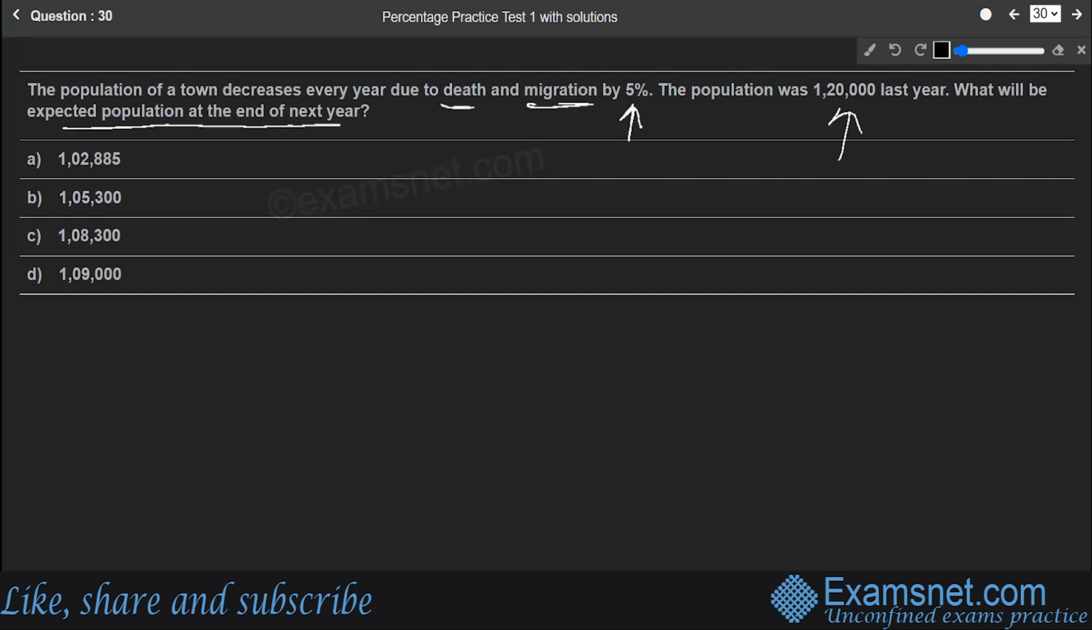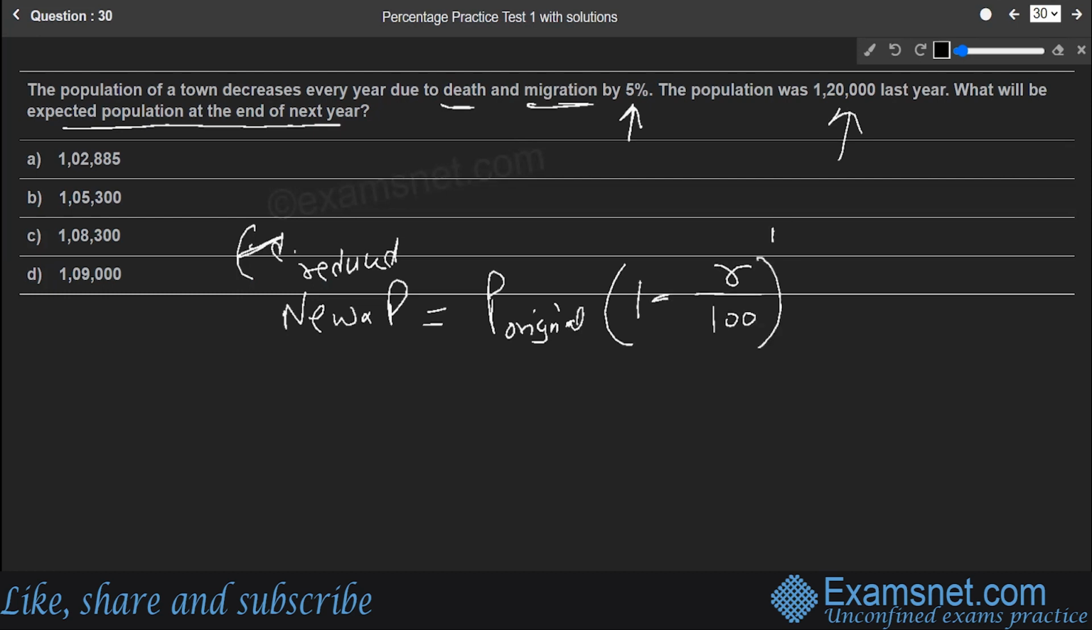What is that formula? The new population can always be calculated whenever there is a decrement happening. Whenever there is a decrement, let's have the sign of minus. The new reduced population can be calculated by P, the original population, times (1 minus R over 100) to the power N, where P is the original population, R is the rate at which the population is decreasing in terms of percentage, and N is nothing but the number of years after which you want to know the exact reduced population.